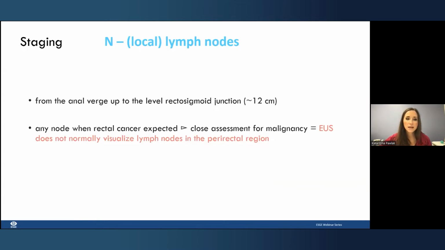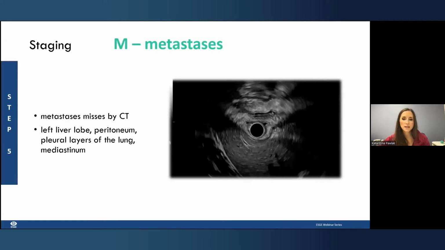When it comes to the lymph nodes in the rectum for rectal cancer, we start the assessment from the top. So we advance the scope more or less to the level of the rectosigmoid junction, and then we try to pull back the probe and see if we see any lymph nodes. Because in rectal cancer, we don't normally see lymph nodes in the perirectal region. So if some lymph nodes are seen, we should assess them more meticulously in terms of malignancy.